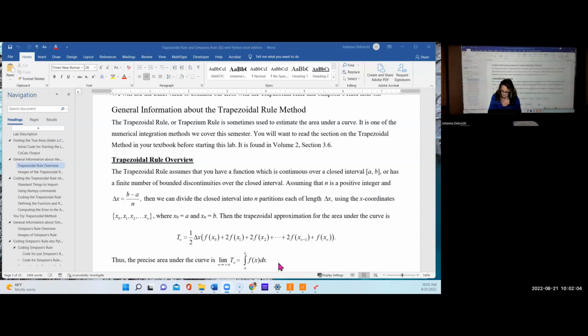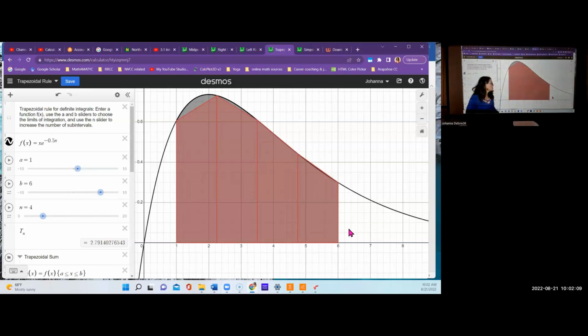So let's go out here to Desmos and let's take a look again at the function we looked at in the previous video, which is x e to the negative 1/2 x. And when you're looking at this, you're trying to approximate the area between the curve and the x-axis. Instead of using rectangles with flat horizontal tops, we're using trapezoids.